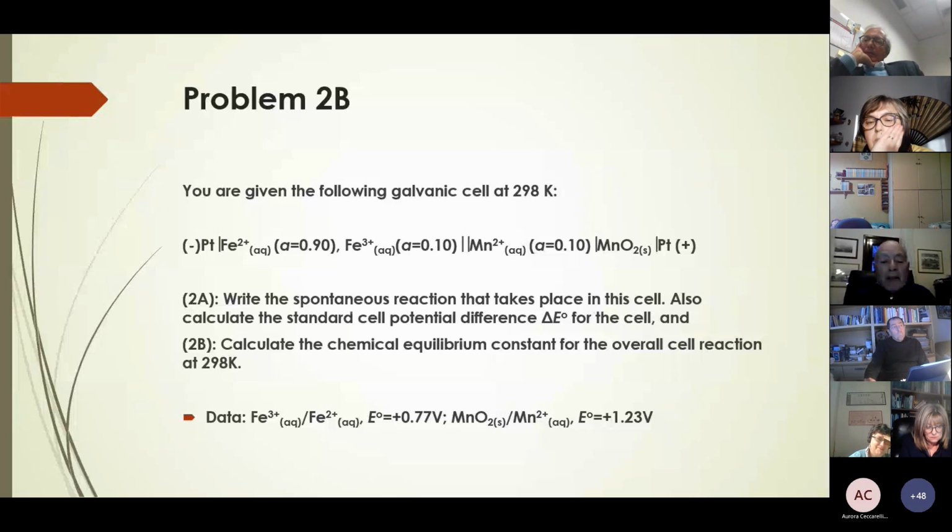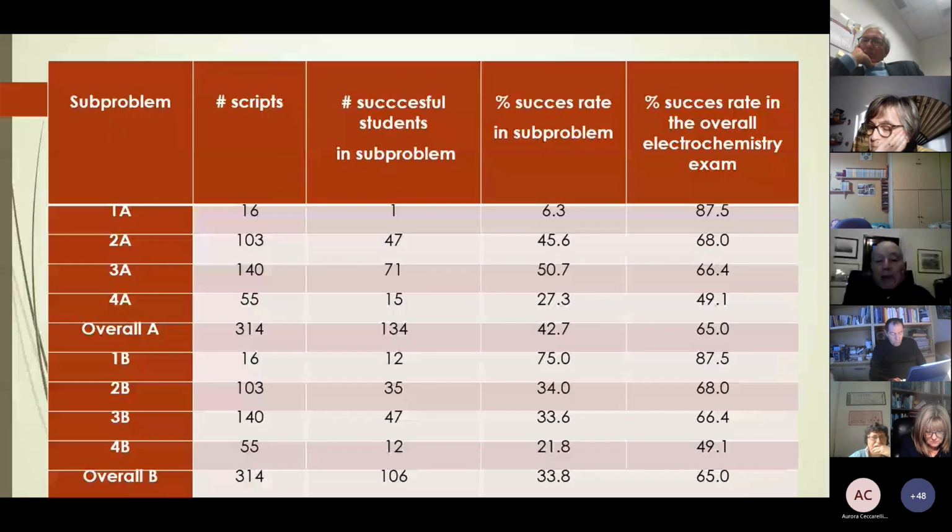The data given are the two half reactions, two redox couples, and the values of the standard potential. Here is a table with data of the findings. I have here two sets of data. One is A, the other is B.